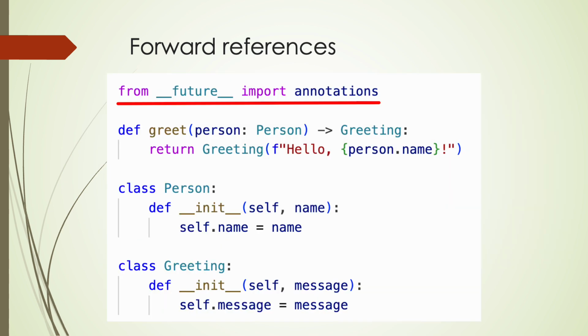By importing annotations from the __future__ package, you can defer the evaluation, allowing you to reference classes and types that are defined later in your code. It can make our code look much cleaner without the quotes in the type annotations.